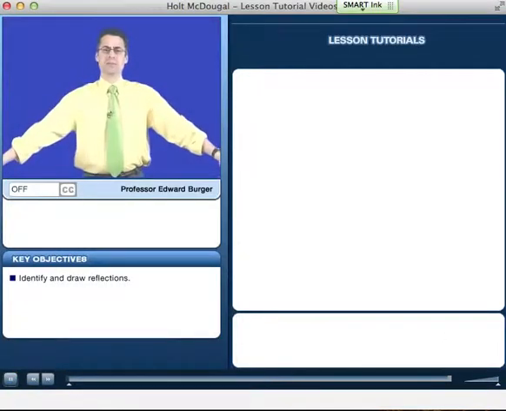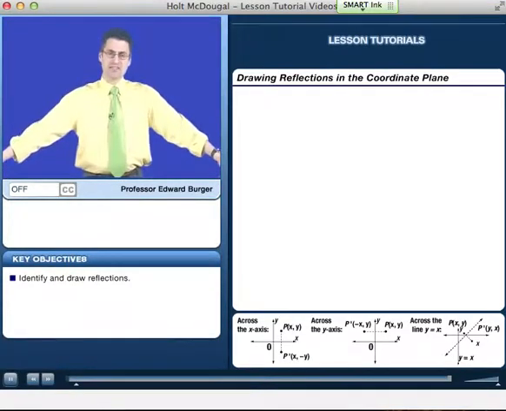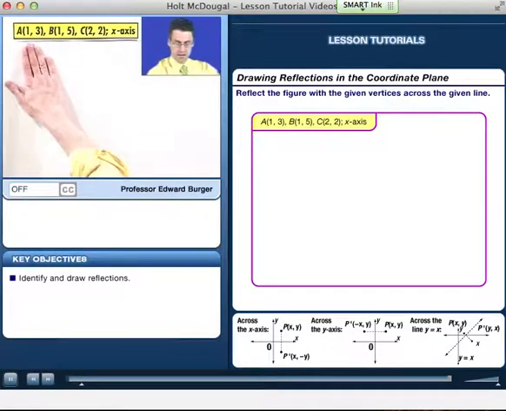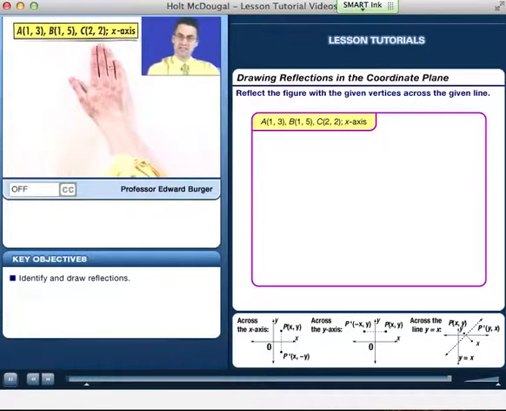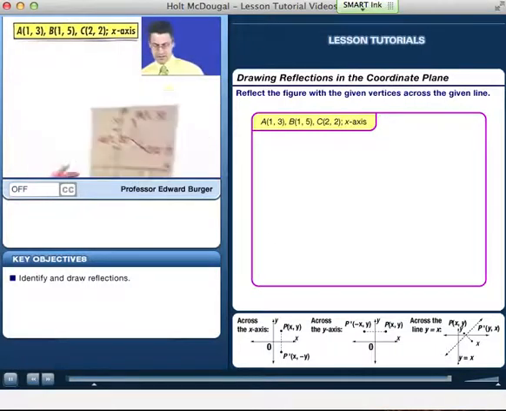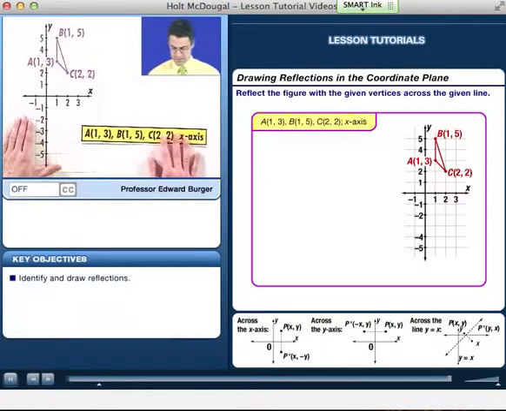All right, let's take a look at some experiments where we actually consider reflections that appear in the coordinate plane. So let's consider the triangle that has vertices A, B, C, located at (1, 3), (1, 5), (2, 2), and let's consider the reflection of that triangle over the line represented by the x-axis. So here's a graph for our viewing enjoyment.